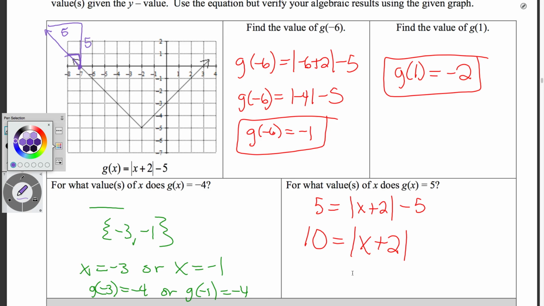Could you do that same pattern over here? Yeah, that's what I did, the same one. I just did 3 plus 5. 3 plus 5 gets you the 8.